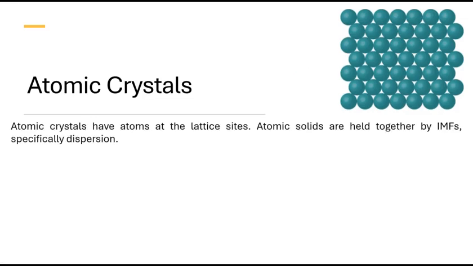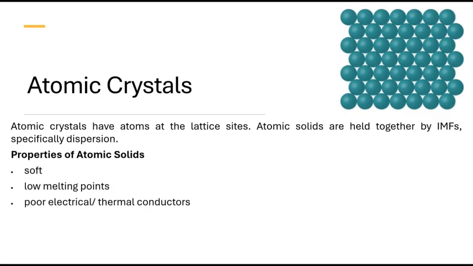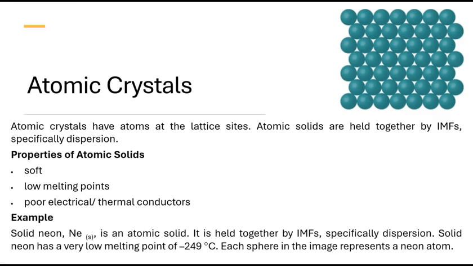Atomic crystals. Atomic crystals have atoms at the lattice sites. Atomic crystals are held together by IMFs, specifically dispersion. Properties of atomic solids: atomic solids are soft, they have low melting points, and they are poor conductors of electricity and heat. For example, solid neon is an atomic solid. It is held together by dispersion. Solid neon has a very low melting point of -249 degrees Celsius, and we can imagine each sphere here representing a neon atom held together by weak dispersion forces.